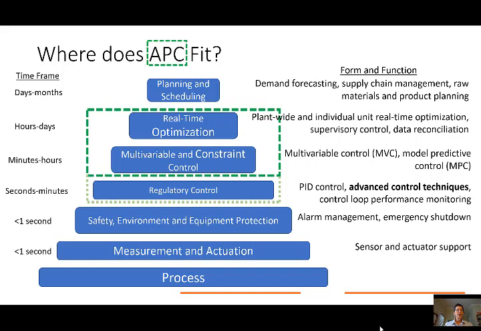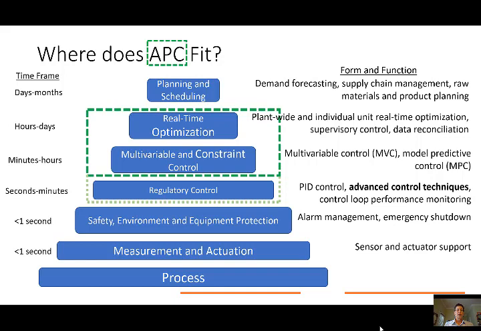This slide has on the left side the time frame that these pieces of process control are used, and on the right side, some forms and functions of the particular features. So measurement and actuation, as you learned in the process control class, typically happens in less than a second. Some things take longer, like a composition analysis that might require a GC analysis that could take 10 to 20 minutes. The next layer is safety, environment, and equipment protection. There are safety instrumented systems, there's alarm management, there's emergency shutdown systems that protect plants when all things fail.